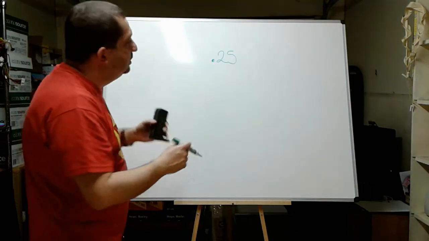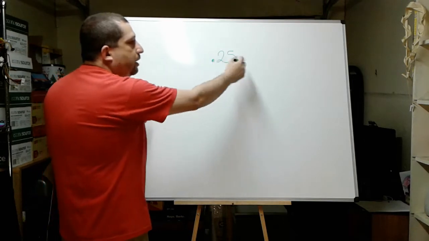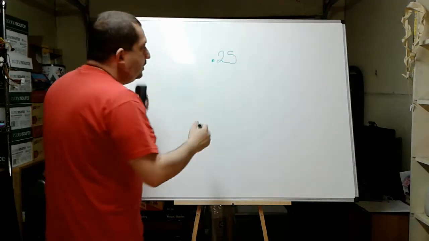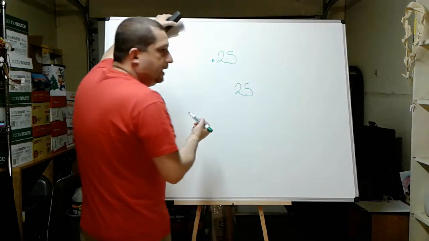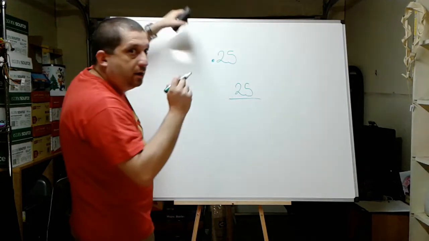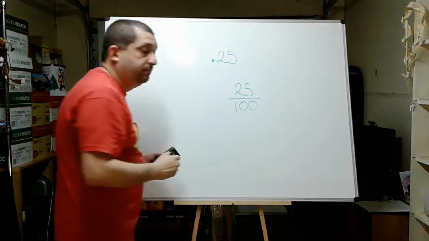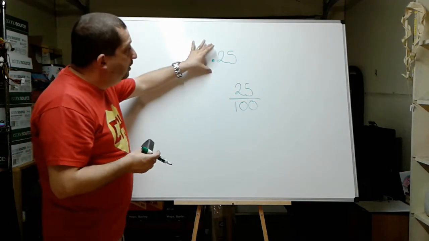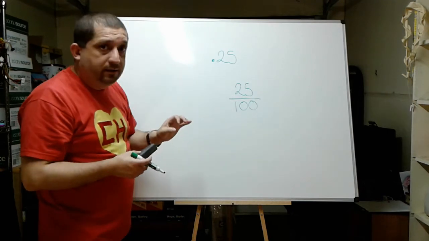Very simple, my friends. Earlier in another class, we learned the difference between numbers and digits. How many digits do I have here? 2. Okay, so I'm going to put the 25 right here, and I'm going to put it over a number with 2 zeros, which is the 100. That's it. And I just turn, my friends, my decimal number into a fraction. And this is the correct number.